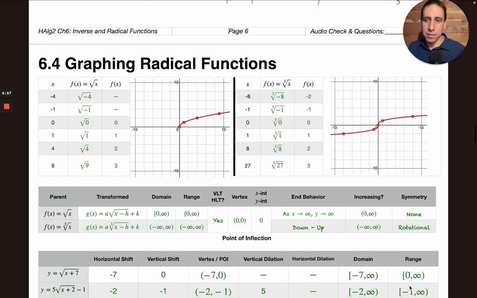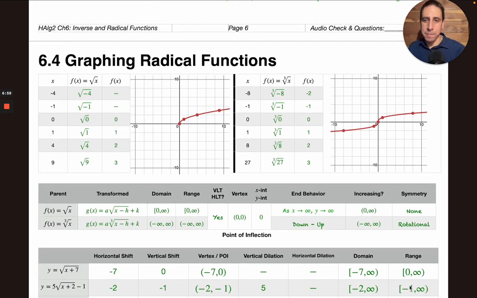Moving right along, let's take something a little bit more complicated. Here you can see there's 3 different numbers. There's a 5, a +2, and a -1. The +2 is on the inside, so that's going to be horizontal. It's going to be a horizontal shift of -2. The whole thing is going to be moved over to the left 2 units. The vertical is going to be a vertical shift because I can see it's -1 on the outside. So that means the old vertex used to be at 0, 0, but now because of these 2 shifts, you got a new vertex at -2, -1. This is the location on the graph.